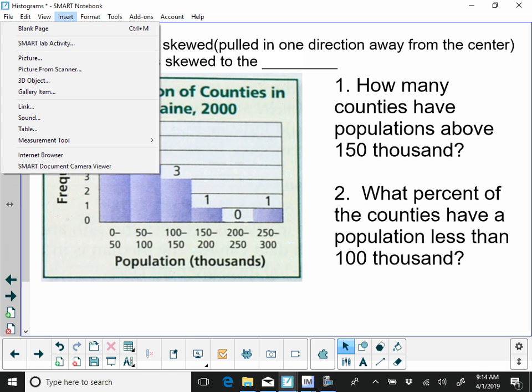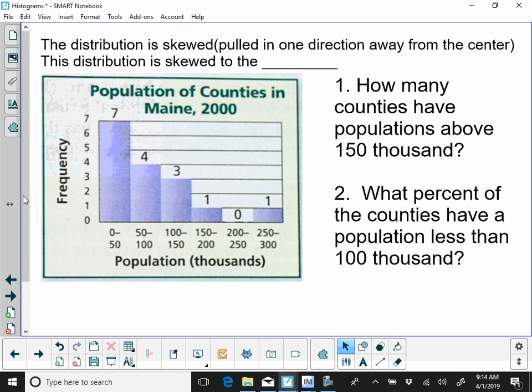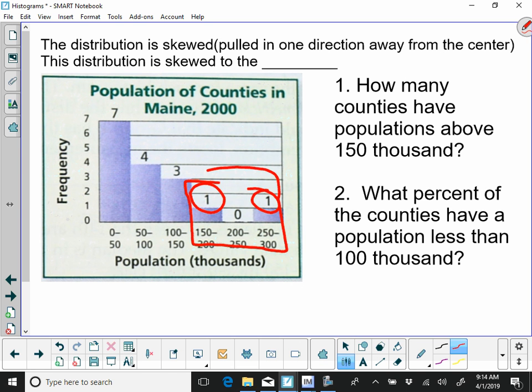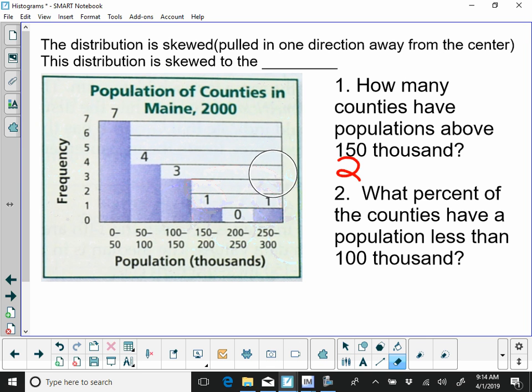All right, how many counties have populations above 150,000? 2, right? Started here. So that's 1, 2. All right, now the second one here is a little different, so I'm interested to see what you have. What percent of counties have a population less than 100,000? What do you think to do there? Okay, how many are less than 150,000? 11, right? 7 and 4.